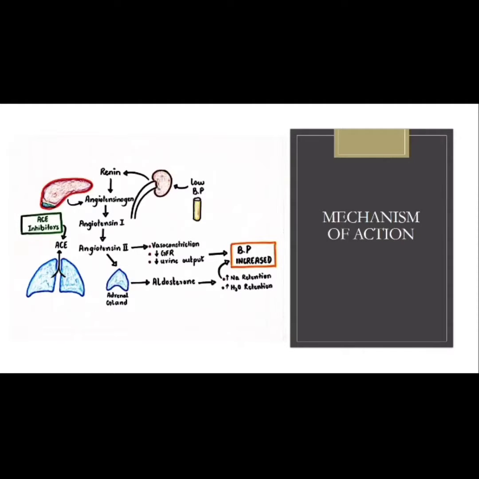Now, when we give ACE inhibitors, or specifically we are talking about Captopril, the Captopril does not allow angiotensin 1 to convert into angiotensin 2. When angiotensin 2 is not formed, aldosterone will not be released, and sodium and water retention in the body will decrease, which will allow the blood pressure to decrease. Secondly, it causes vasodilation by going into the blood and binding to the B2 receptors of the blood vessels. Of course, this will cause increased urine output, and blood pressure will be decreased.